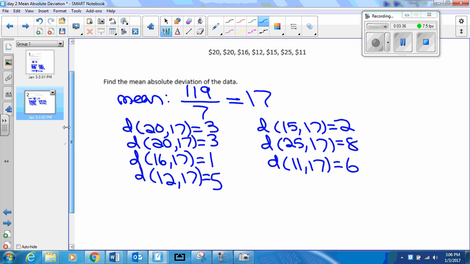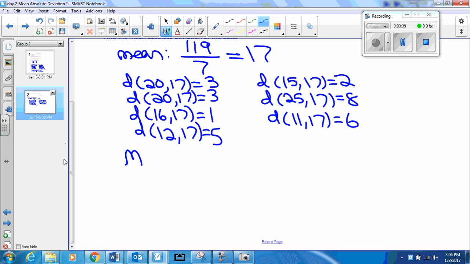Now I find the mean of all those distances, and that is the mean absolute deviation. So I use my calculator to add together all my values: 3, 3, 1, 5, 2, 8, and 6. When I add them all up, I have 28, divided by 7 for the number of values we had. So the MAD ends up being 4.